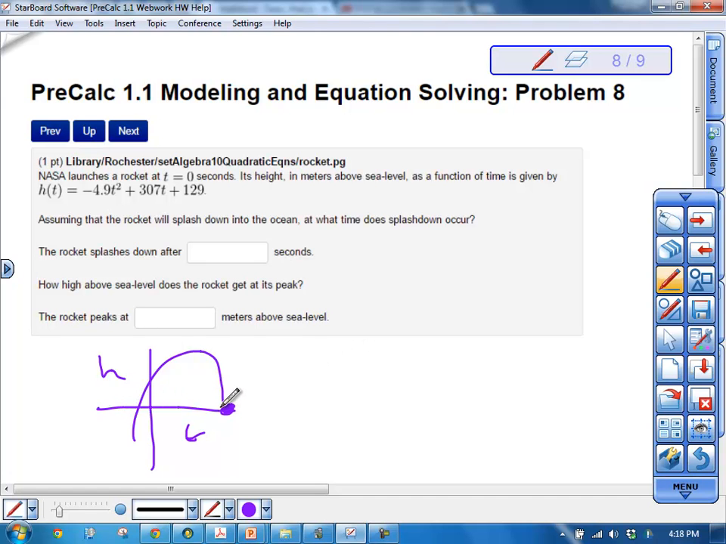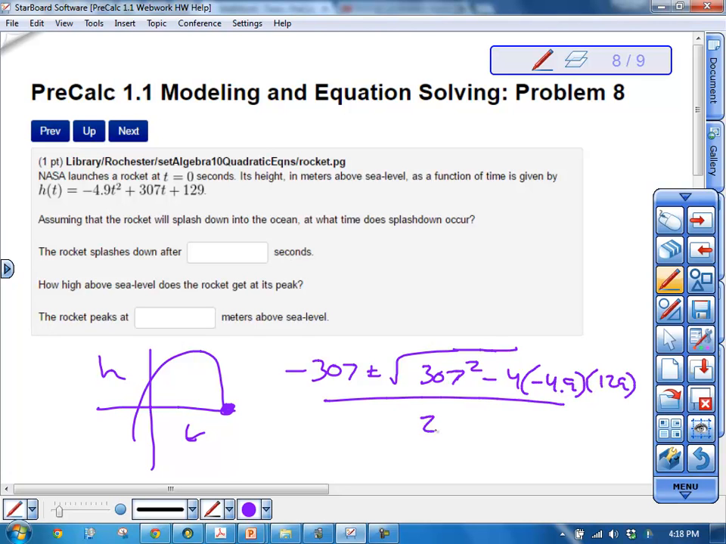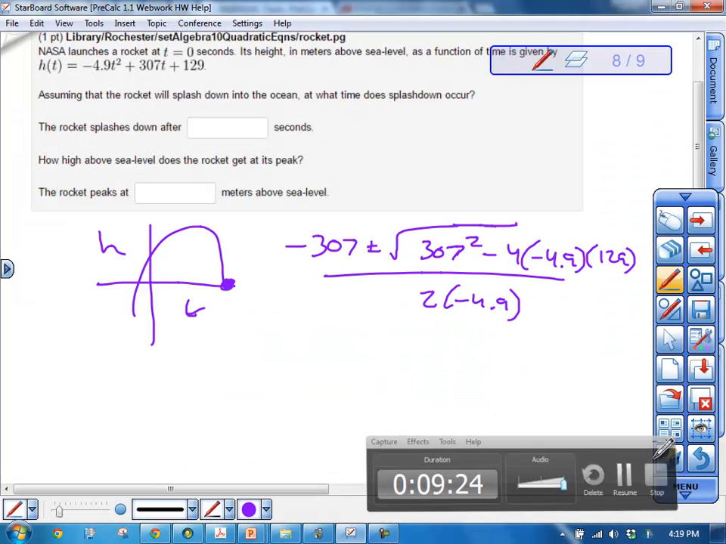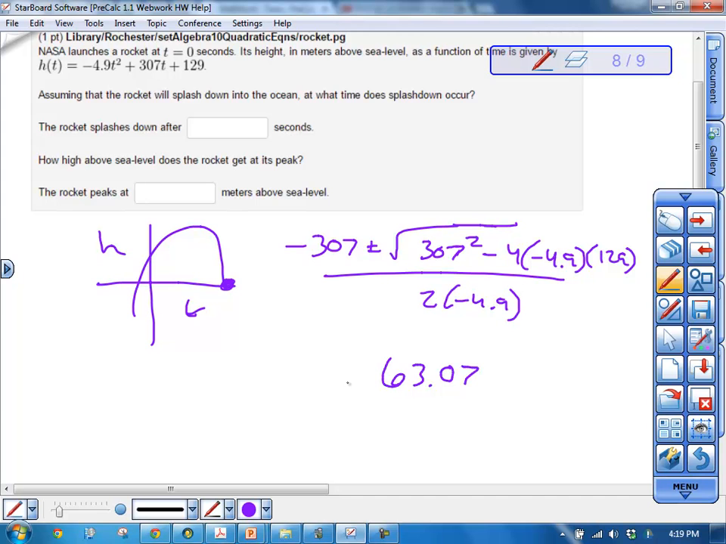You could also graph in your calculator, plug this in, change your window and do second calculate zero to find that. It's another easy way. My calculator's frozen, otherwise I'd do it for you. We can do that in class. But I'm going to do the quadratic formula, opposite of b, plus or minus the square root of b squared minus 4 times a times c all over 2a. I'm going to pick the positive answer, so I'm going to pause it, evaluate this. And I got 63.07 was the positive solution. Enter that in. Make sure you have enough decimal places, because Webwork's picky about that.